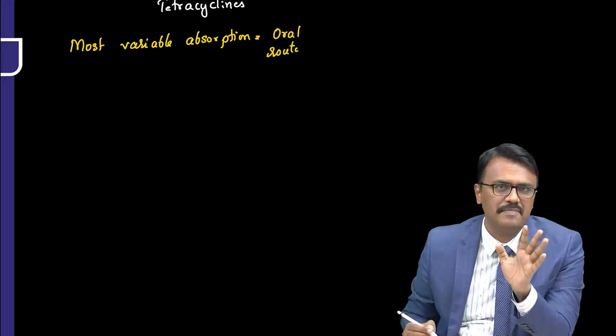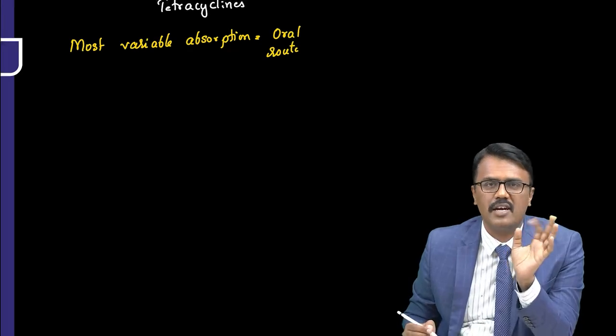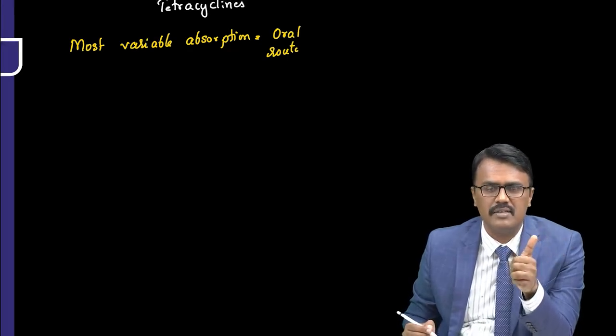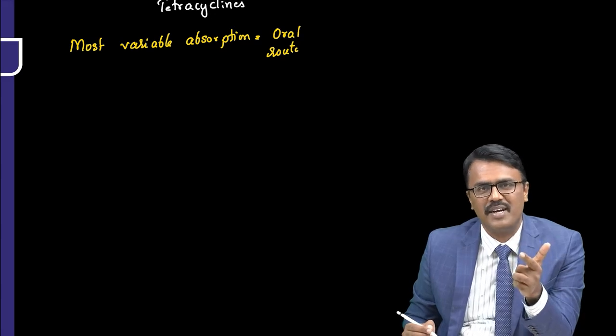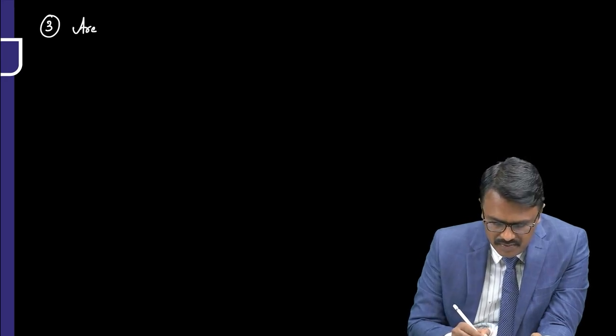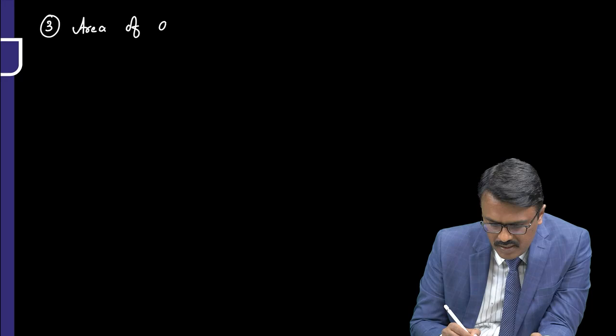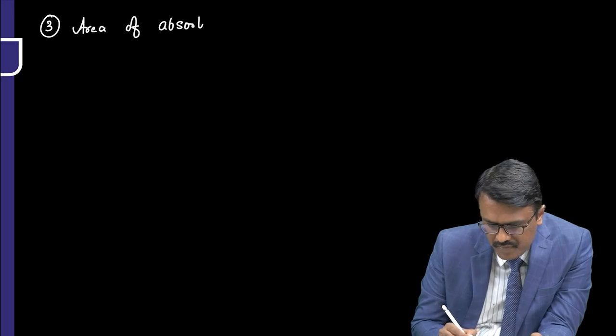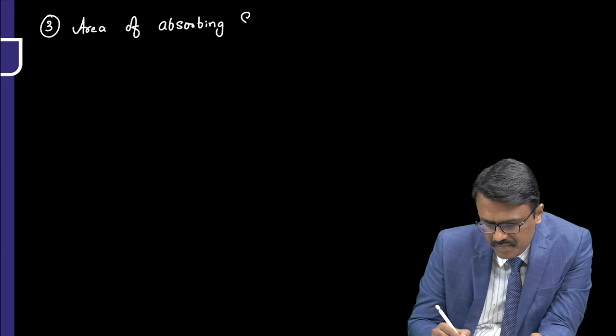We are discussing the factors affecting drug absorption. So we are done with the chemical factor. Second, we are done with the food factor. What is the third factor which affects that? The third important factor which affects that is the area of absorbing surface.